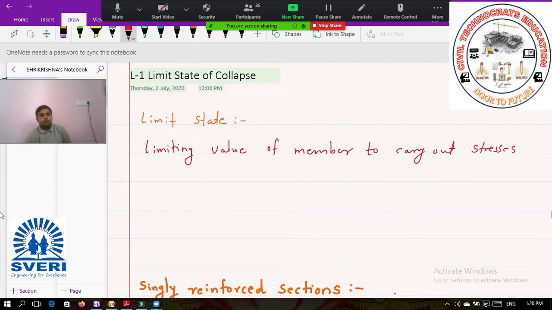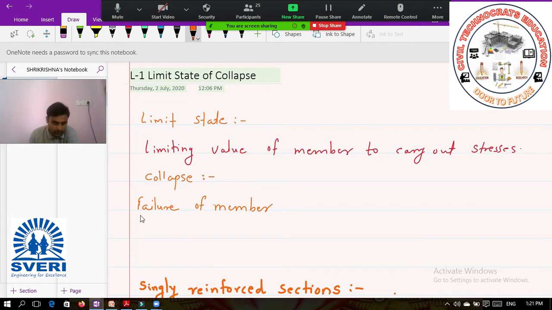After this limit state, which I am writing in short: what is the limit state? Limiting value of member to carry the stresses. What will be the limiting value of the member? That is described by the limit state. Then next is collapse. What is the meaning of collapse? Collapse is nothing but failure of member.